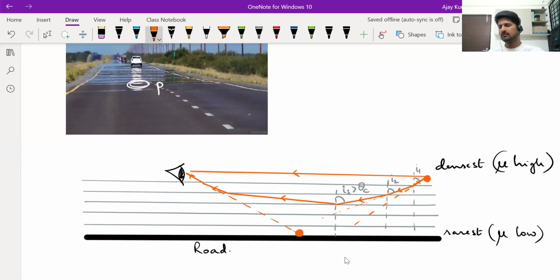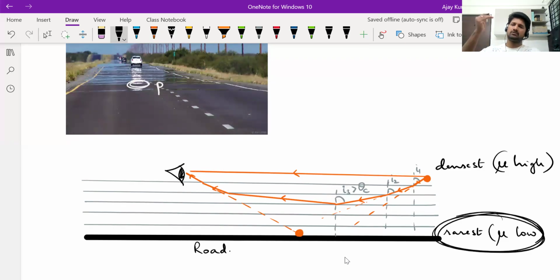Okay. The main reason is the variation in optical density of layers of air. So Rishi, tell me, the layers closer to the road, are they rarer or denser? The layers close to the road, are they rarer or denser? They're rarer. As you go higher above the road, they become denser.